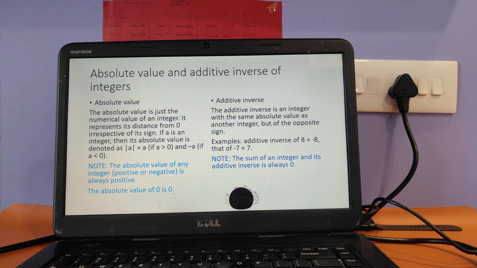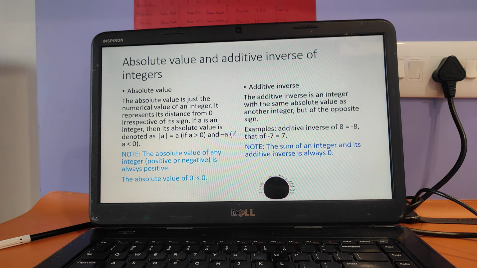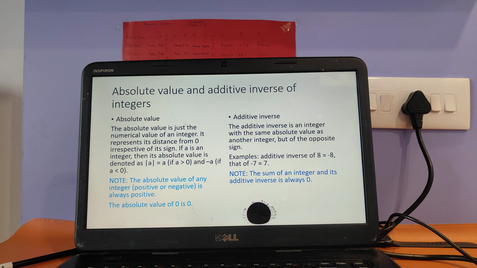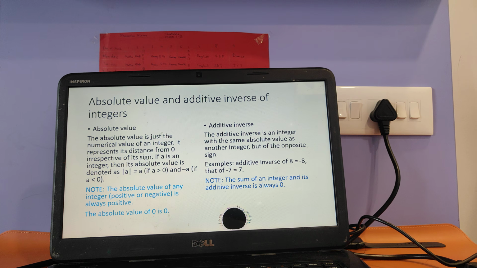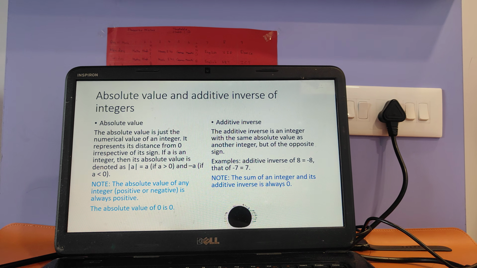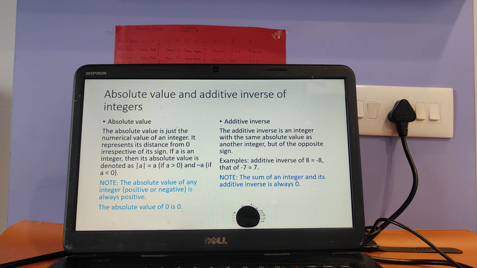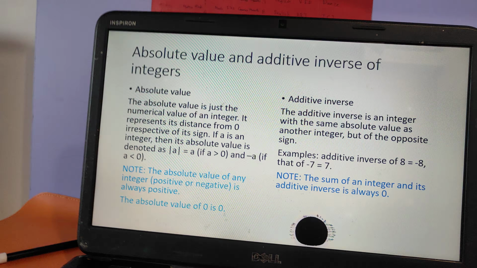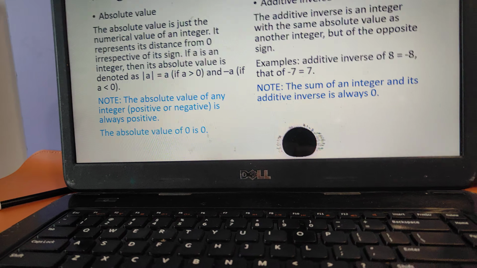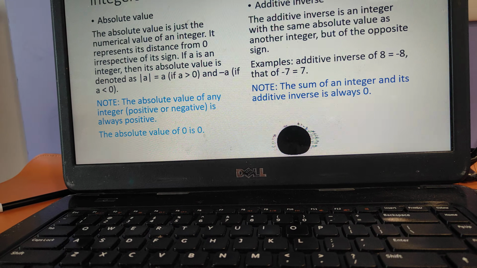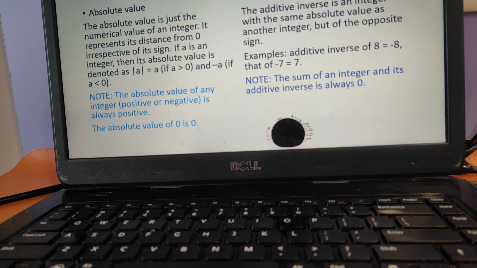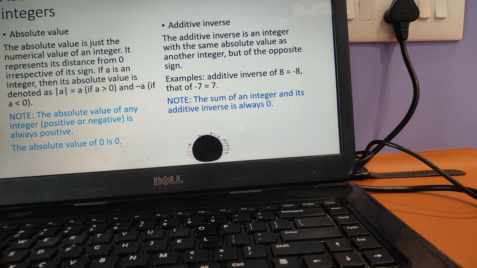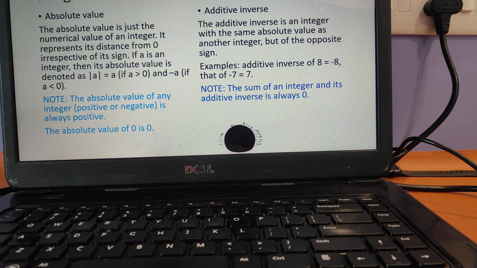Absolute value and additive inverse of integers. So what is absolute value? It is nothing but just the numerical value of an integer. It represents its distance from 0 irrespective of its sign. If a is an integer, then its absolute value is denoted as a enclosed in two parallel lines. Those parallel lines are nothing but the absolute value. The absolute value of a is equal to a if a is more than 0, and minus a if a is less than 0. Yes, just now we learned positive integers are more than 0 while negative integers are less than 0.